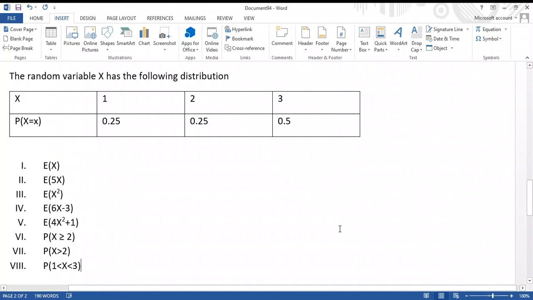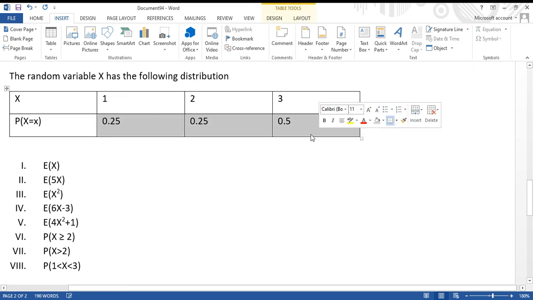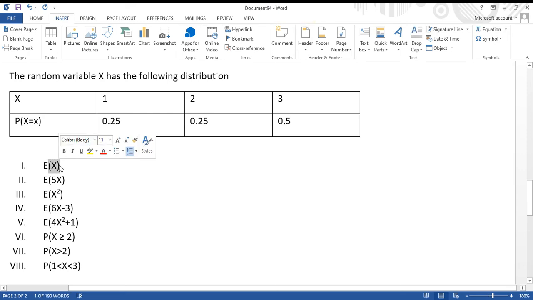All right, so the random variable X has the following distribution, right? As we said, random variables can take any values, depending on the experiment. And these are the probabilities attached to these values of the random variable. So we've been told to find E(X), which means the expected value, basically.